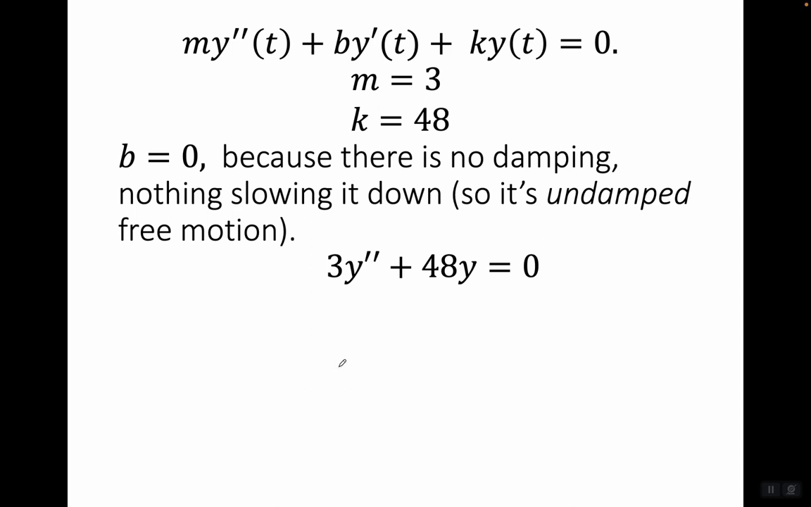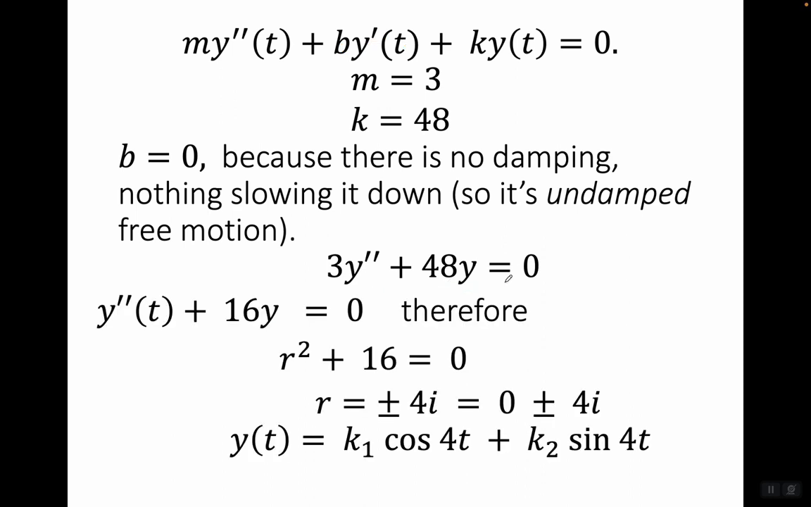Okay, so we have m equals 3, k equals 48, b equals 0 because there's no damping, nothing slowing it down, so it's undamped free motion. Something that damps motion would be a shock absorber, maybe motion through water, something like that. These are things that slow it down. So b is 0. That means we don't even have this term here. So it's my double prime plus ky equals 0. In other words, 3y double prime plus 48y equals 0. So that's the differential equation for the motion.